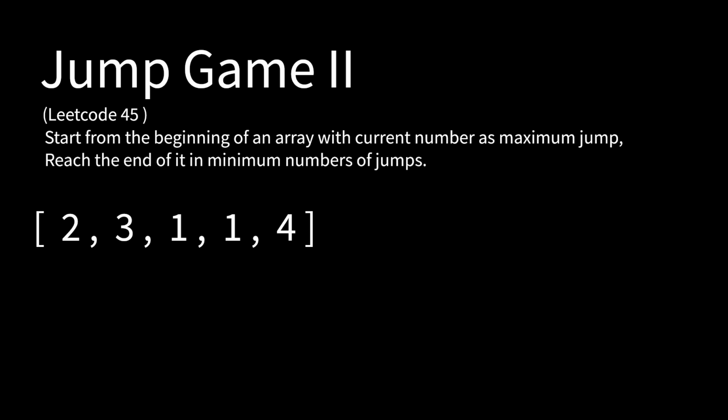Okay, so let's start. In this video, we will have one array containing positive numbers and zero, and you have to start from the beginning of the array, basically the zeroth index, and reach the end of the array with the minimum number of jumps. Your current number, where you are currently standing, is your maximum jumping capability. In this particular problem, my answer would be 2. You can jump to this last number in 2 jumps.